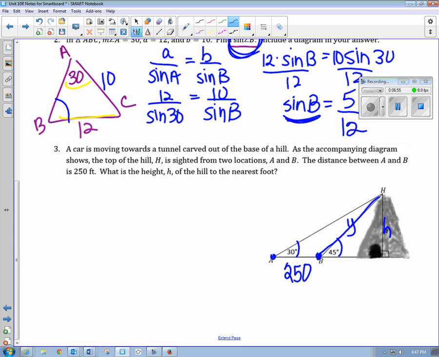I am not going to start by working with the height, though, because I don't have enough information in the triangle on the right-hand side to do that. I am, however, going to start with the triangle that goes from A to B to H that has a 30-degree angle, a side of 250. The shared side that I'm looking for, remember the rule here, find the shared side first.